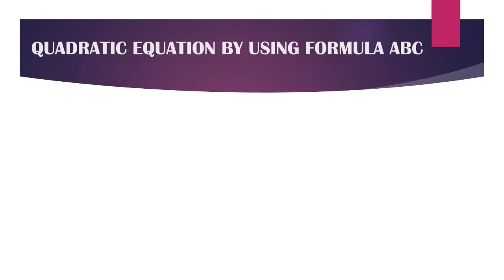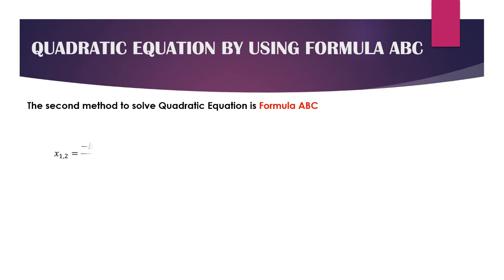As you know, the quadratic equation is ax squared plus bx plus c equals 0. The second method to solve quadratic equation is by using formula ABC. So what is the formula? The formula is x1,2 equals minus b plus minus root of b squared minus 4ac over 2a. That's very clear, right?